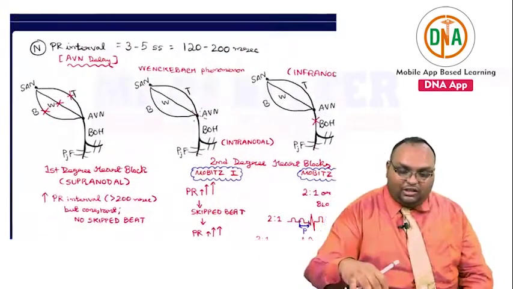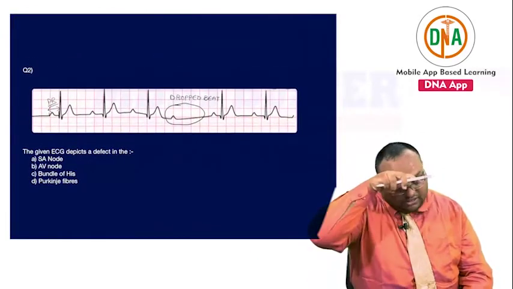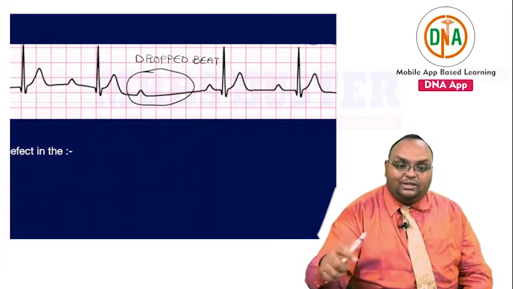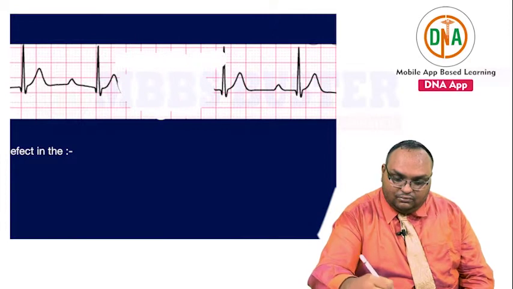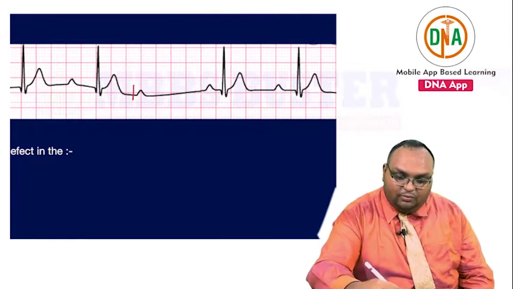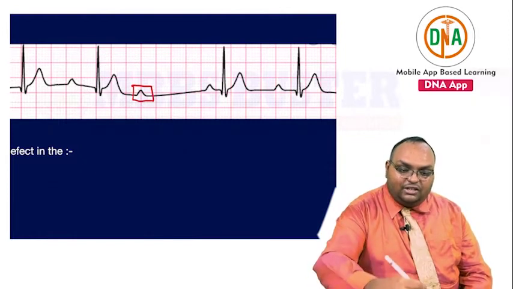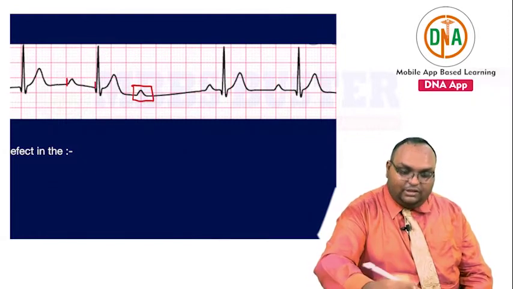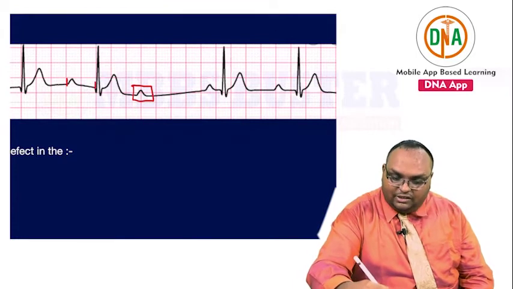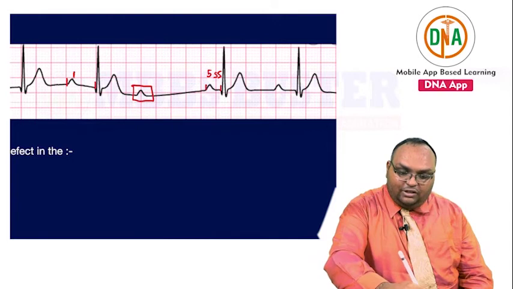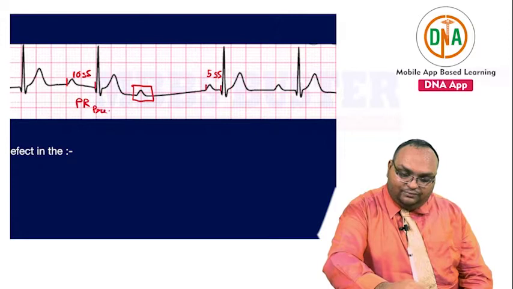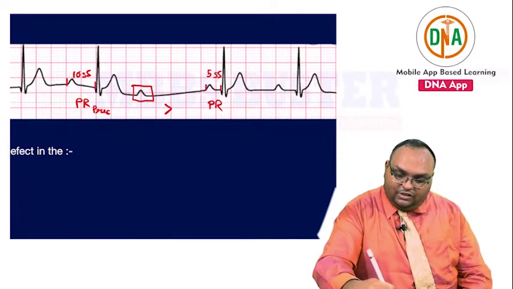So coming to the crux of the question, the given ECG depicts a defect in the, so first you have to diagnose and then decide where the defect lies. See, we already talked about this skip beat over here. So measure the PR interval preceding it from here to here, say 2 large squares, and measure the PR interval succeeding it, say from here to here. So it's around 3 to 5 small squares, that means 1 large square. This is 5 small squares, this is 10 small squares. So you can understand the PR interval preceding is more than the PR interval succeeding.